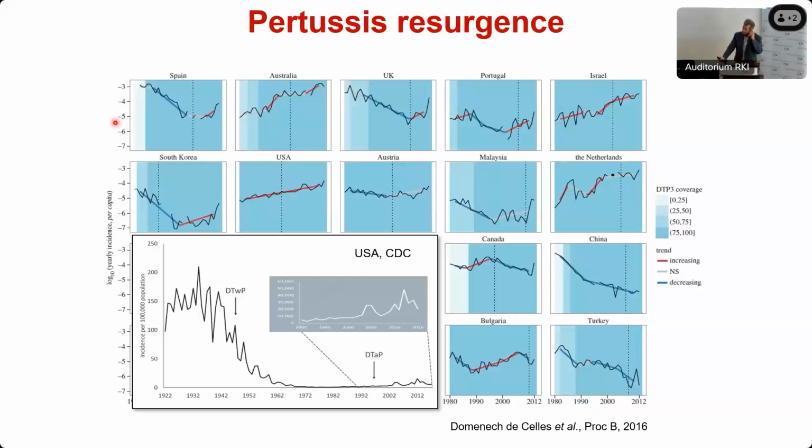You can see all these curves here. Typically, the curves go from 1980 to 2012, so it's 30 years, and you can see that the trend is growing in many countries, including in the USA, data from CDC. And here you have a small indication of Tdap, so that's the introduction of the acellular pertussis vaccine. Many persons believe that this played a role in the resurgence of this disease.